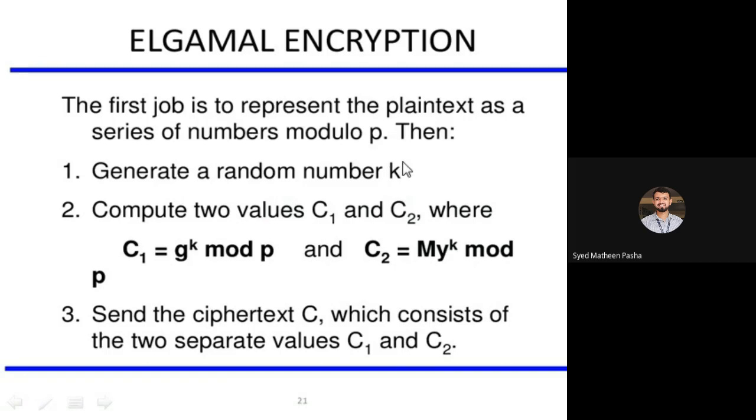Any number which you want, you'll generate k, and compute two values, C1 as well as C2, where you can see the formula for C1 is this and C2 is this. So we'll see what those are. Send ciphertext C, which consists of two separate values, C1 as well as C2. So this is the encryption part, where you are computing the two values C1 and C2, which are nothing but your ciphertext.